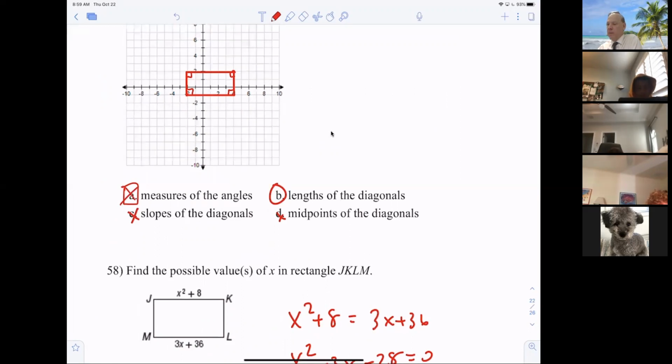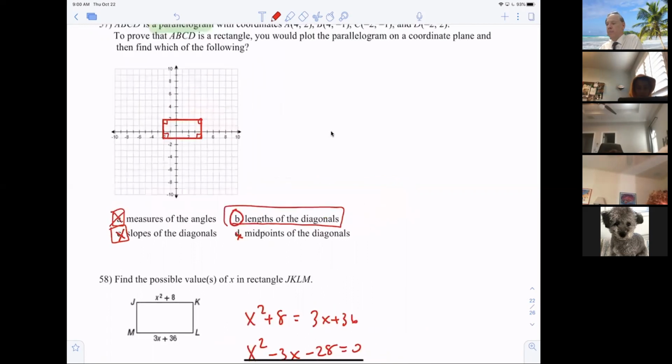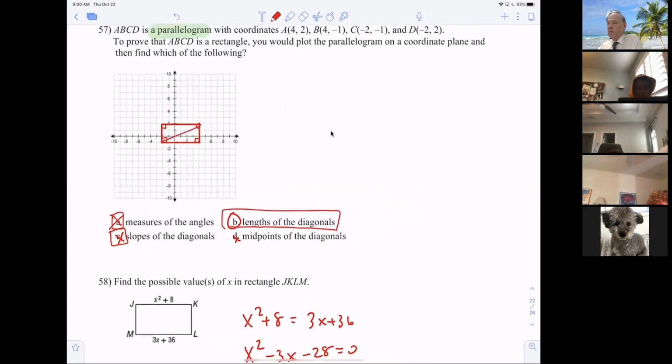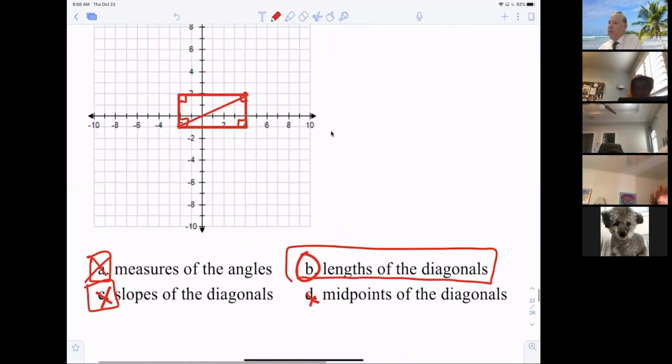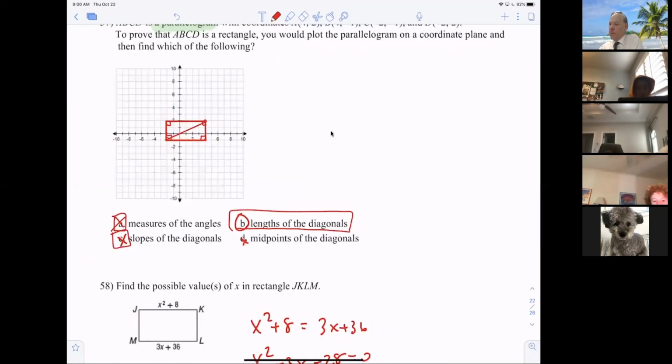The slopes of the diagonals tell me nothing. Midpoints of the diagonals. Or what's true? If the lengths of the diagonals are equal, then it's automatically a rectangle. Right? How do you figure out the length? Well, you could use the distance formula, right? Yes, in that case. All right.